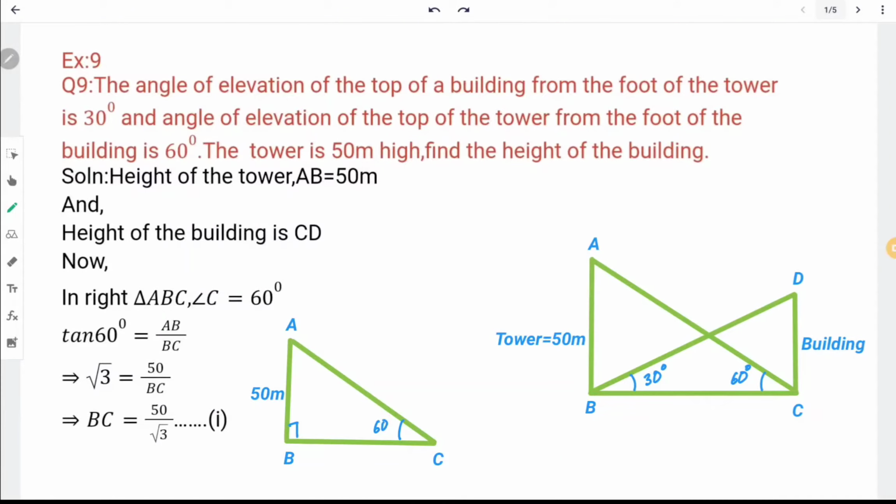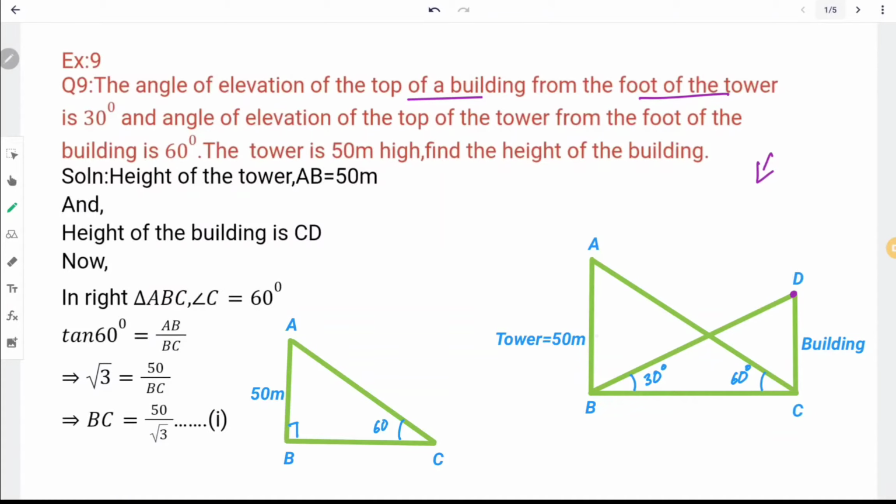Alright, continuing with question number 9. The angle of elevation, which means what? You are looking up, of the top of a building from the foot of a tower. So if you look at the diagram here, this is the top of the building, right? And where are you looking from? From the foot of the tower.